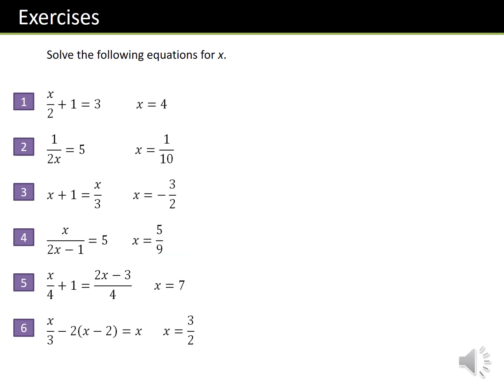Okay, and here's the answers for the last set. So when you finish that, go ahead and have a go at the sheet. The sheets are, so the first section is a warm up, they're easier, and then after that they're all involving fractions and they do get progressively harder. So yeah, good luck with them.